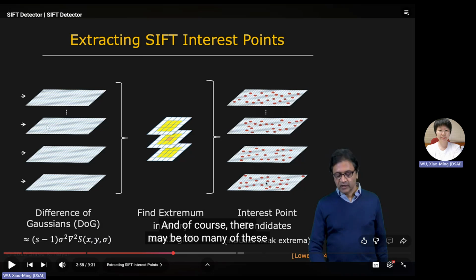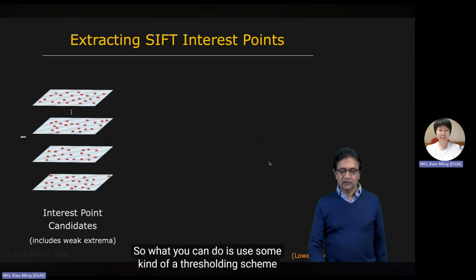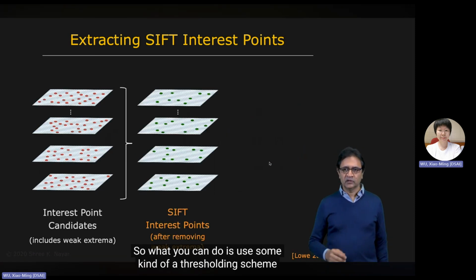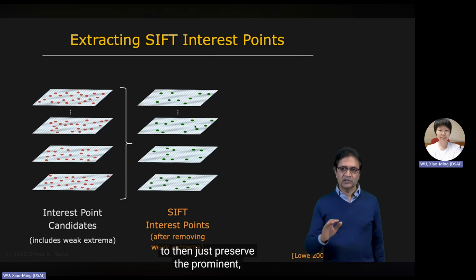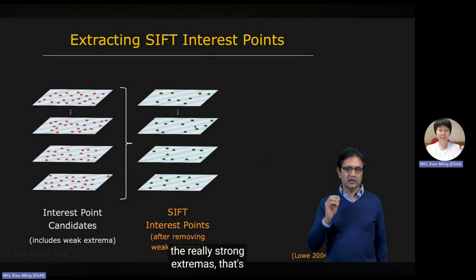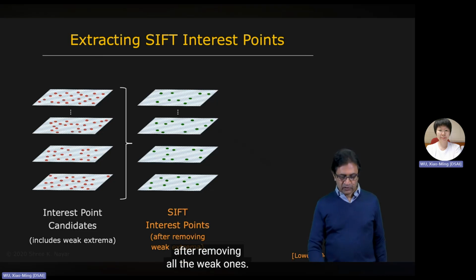Because different response maps are obtained from different sigma. Many of these extrema remain because you haven't really cleaned things up. So what you can do is use some kind of thresholding scheme to just preserve the prominent, the really strong extrema, after removing all the weak ones.